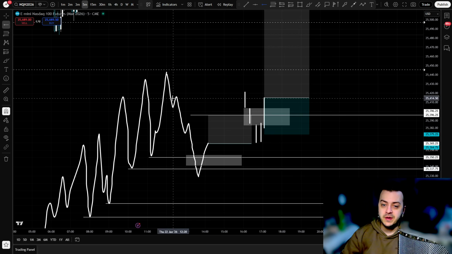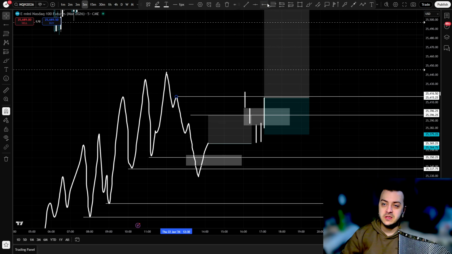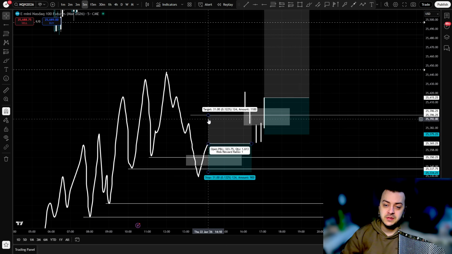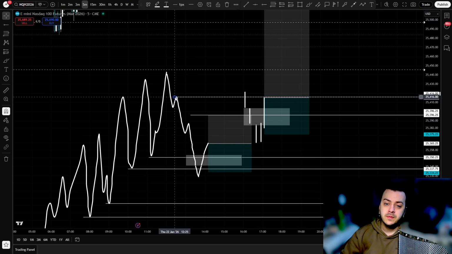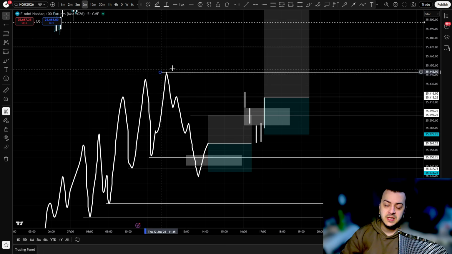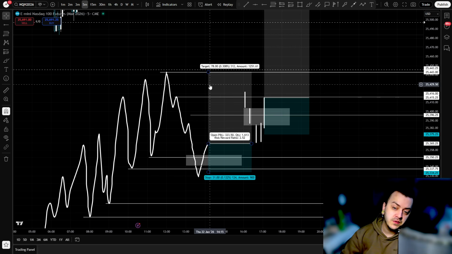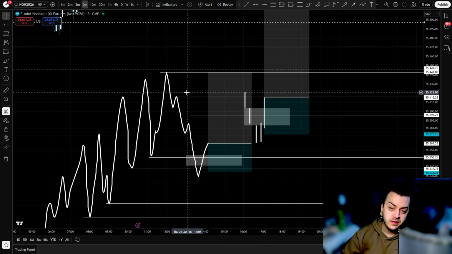And I've got some really obvious areas to target here. You can see these swing highs. These are areas where you're most likely going to see price go to. So say for example, this could be your next TP, this could be your next TP, and you could leave a runner if you're really bullish on the day. Obviously 2.5 to 1 risk to reward there would be pretty good.